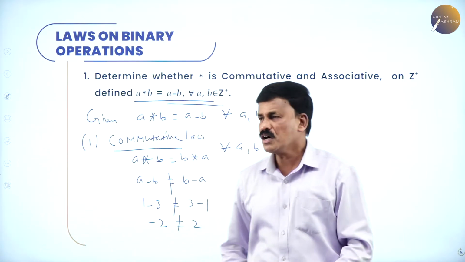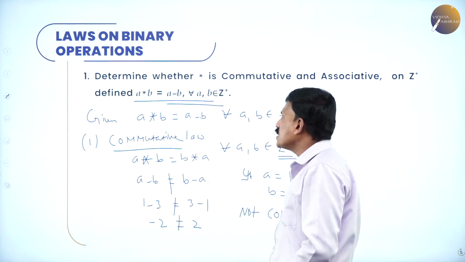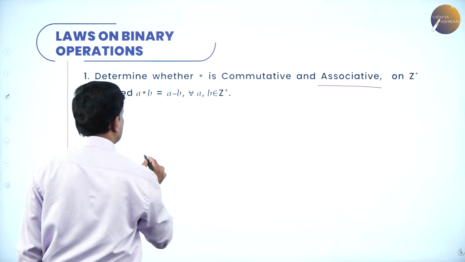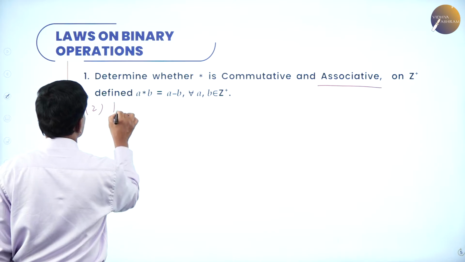What is the second part? Associative. Check whether it is associative or not. Now, come to the second part: to prove that it is associative law.